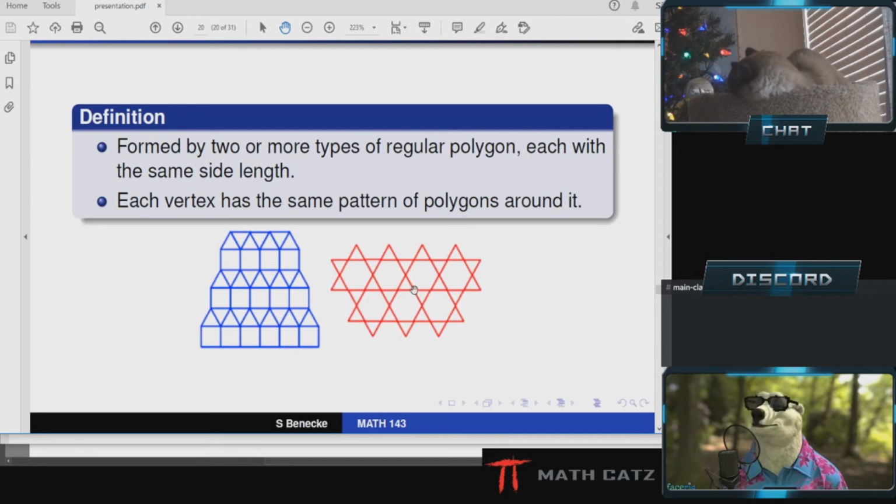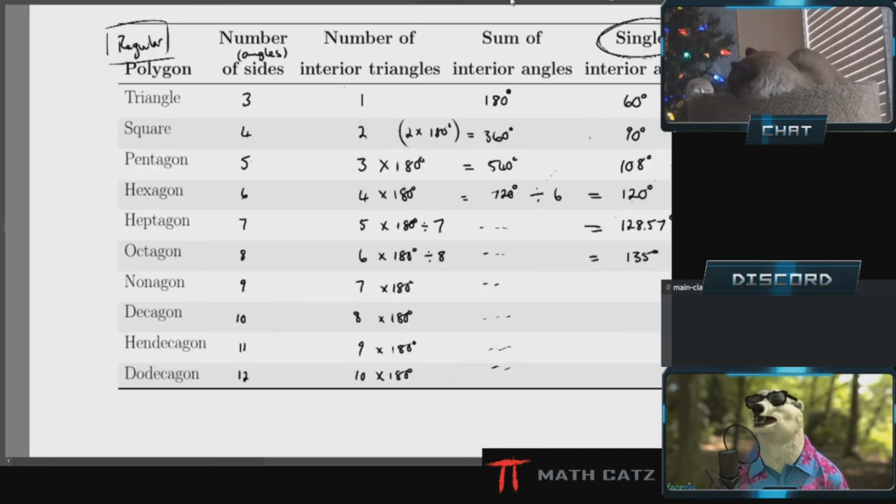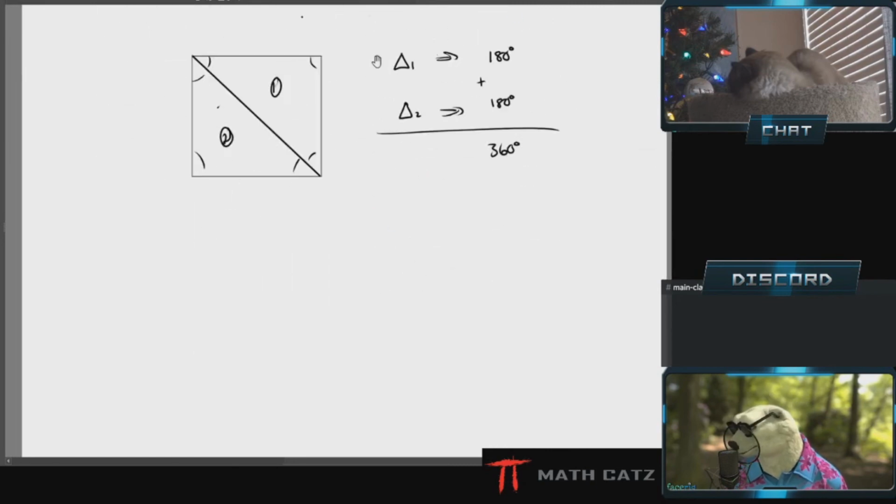If I look at this vertex, for example, in the red, I have a hexagon, a triangle, a hexagon, and a triangle. Over here, hexagon, triangle, hexagon, triangle. They're all exactly the same where the vertices meet. So I have a couple of options in terms of how to name or represent these tessellations.